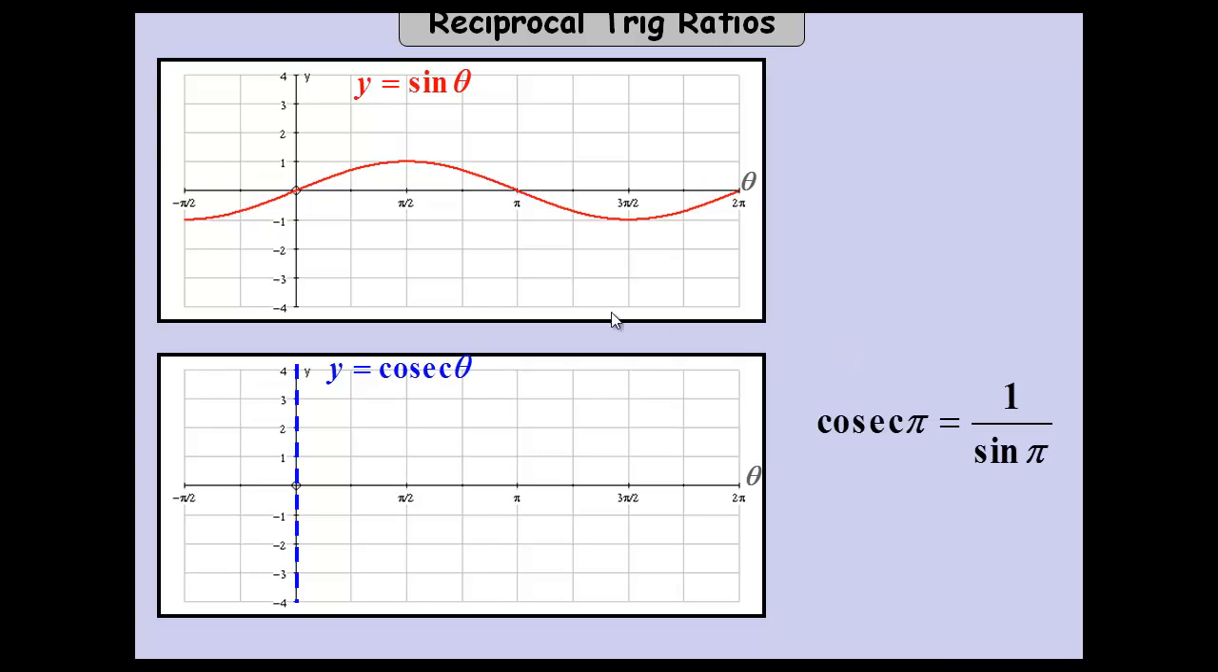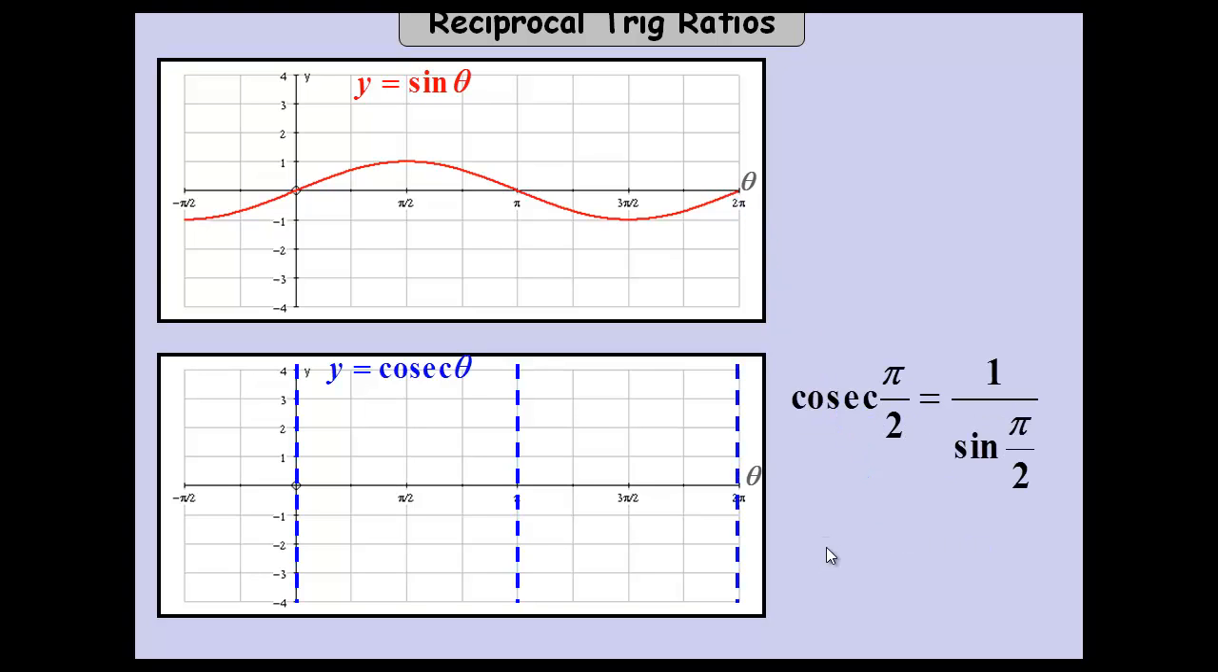What about pi? Well, cosec pi. Well, again, 1 over 0, so an asymptote there too. And 2 pi. So we can see we've got asymptotes here at pi, 2 pi, and any multiple of pi. At pi over 2, sine theta has a value of 1, so cosec theta, being 1 over 1, will also have a value of 1.